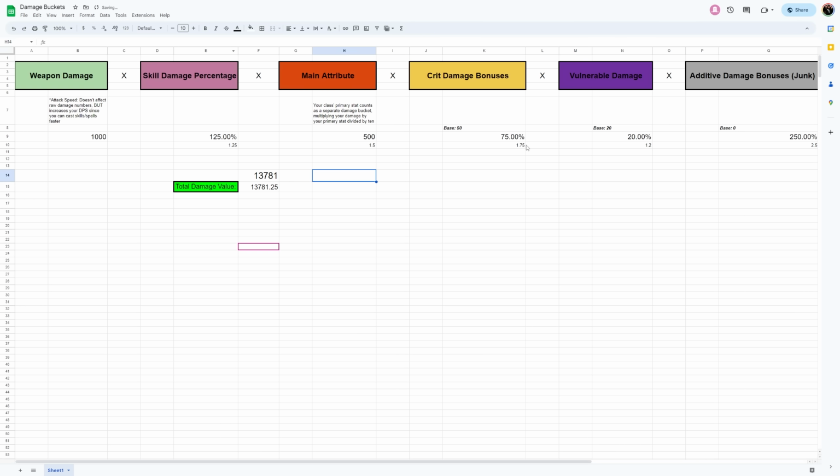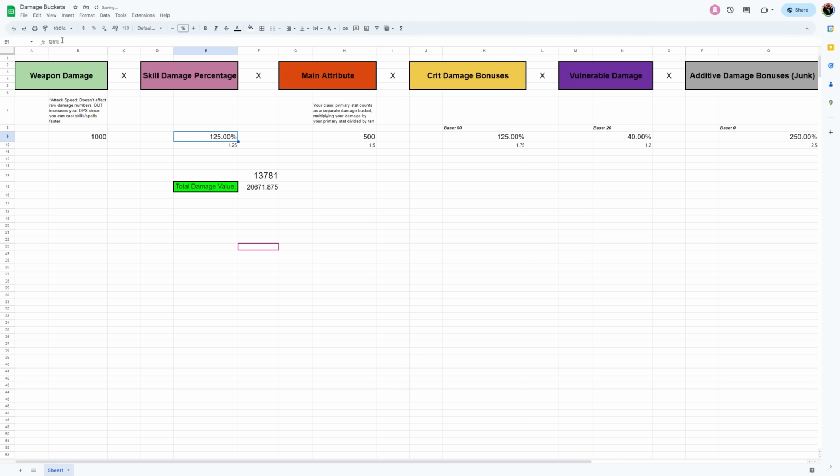So if I were to take this vulnerable damage, let's just double this, put it to 40%. I now do 3,000 more damage. So it just kind of gives you an idea of how this thing really comes together. And even if we take crit damage bonus and let's just put this to like, I don't know, 125. There you go.